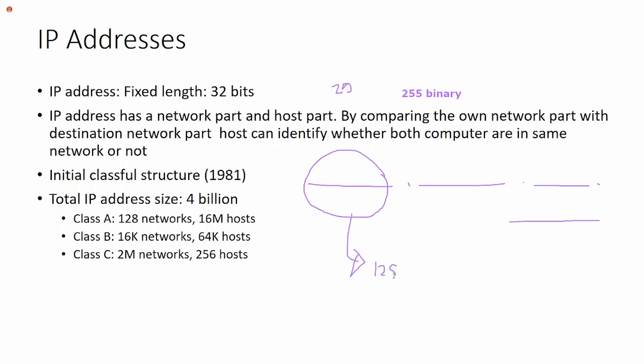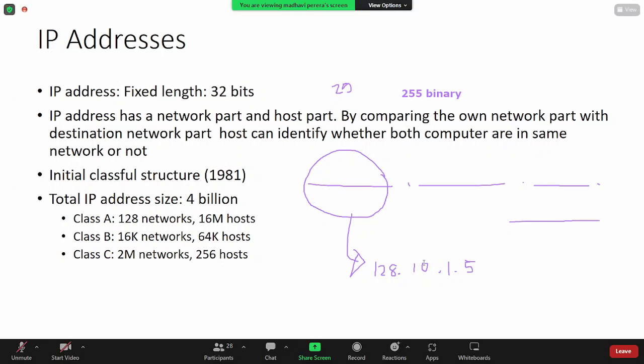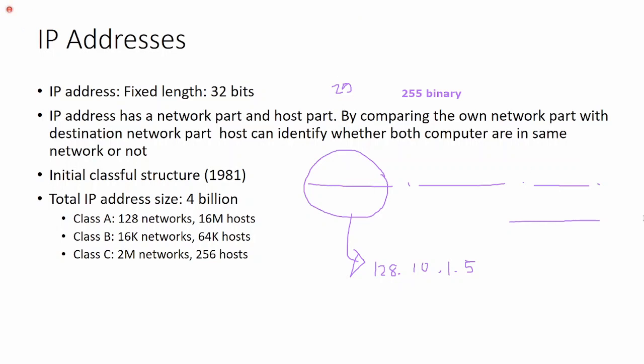But the IP address you will see is something like 128.10.1.5, right? But actually this is an 8-bit number, this is another 8-bit number, this is another 8-bit number, and this is another 8-bit number. So when you take all the 8 bits as 1s, 11111111, the value you will get is 255, right? That is why the maximum value for one number is 255, another 255, like that.